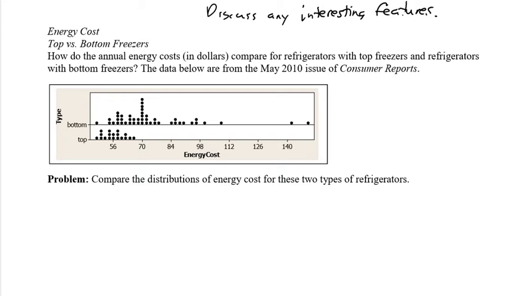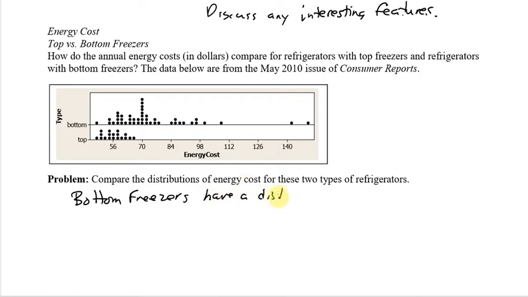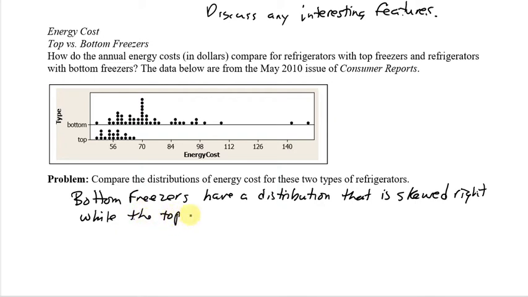So we're going to say that bottom freezers have a distribution that is skewed right, while top freezers distribution is fairly symmetric.